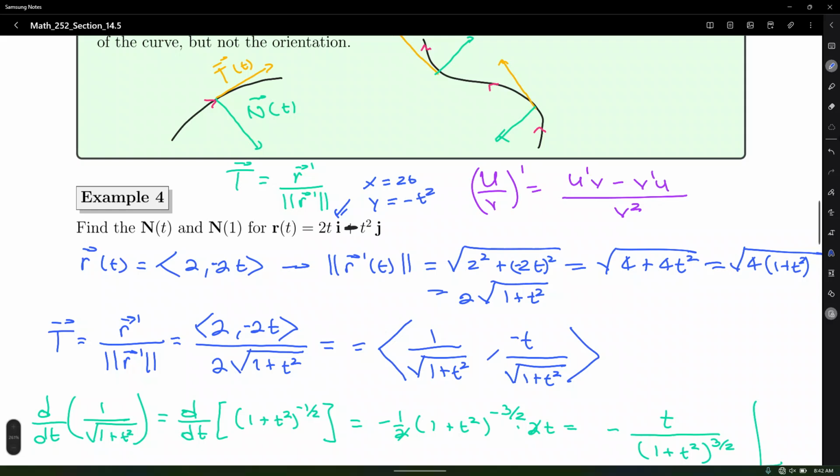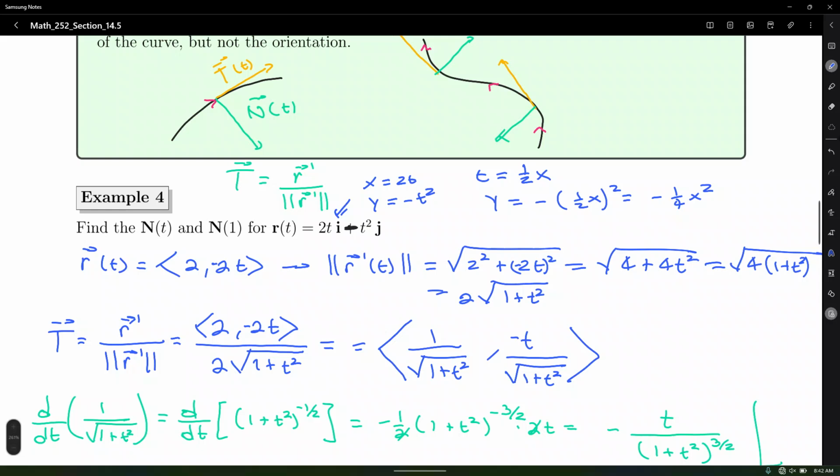If you eliminate the parameter, that is t equals 1/2 x. Y then will be negative 1/2 x quantity squared, which is negative 1/4 x squared. Isn't that describing a parabola upside down because of the negative coefficient?